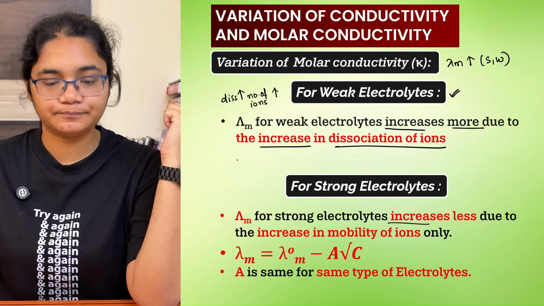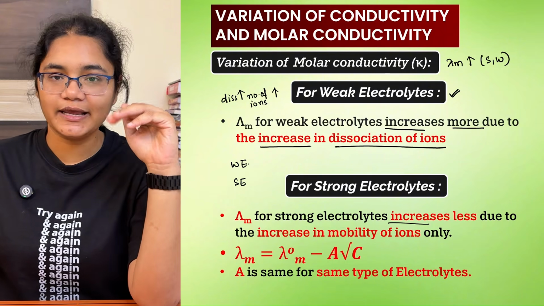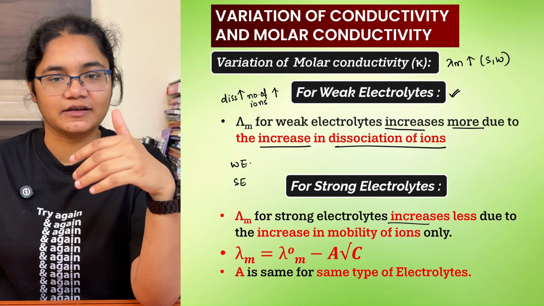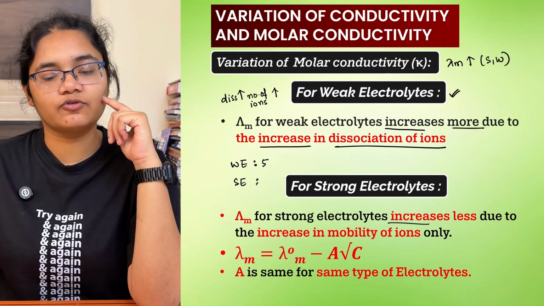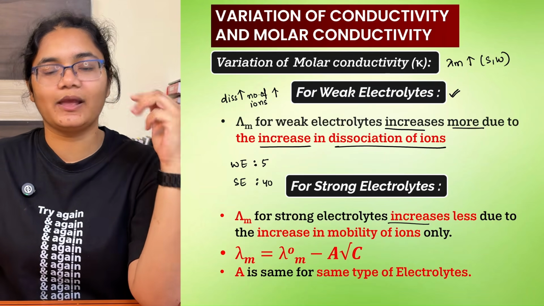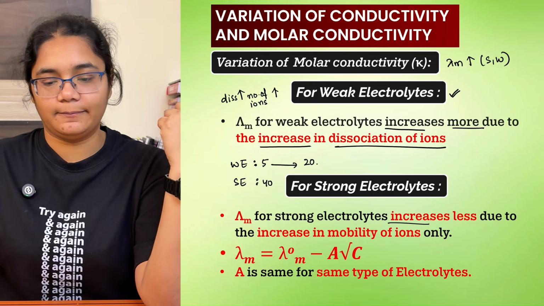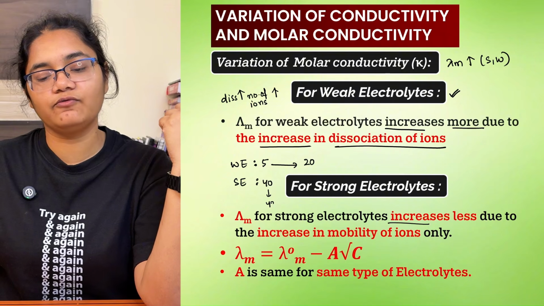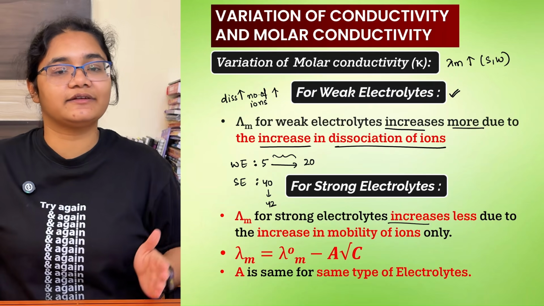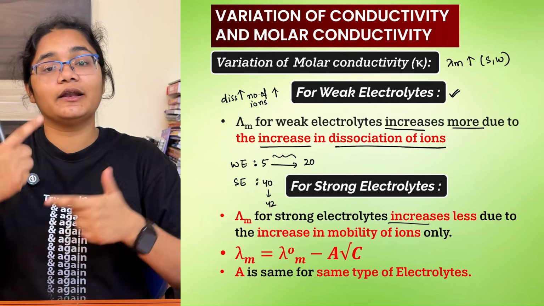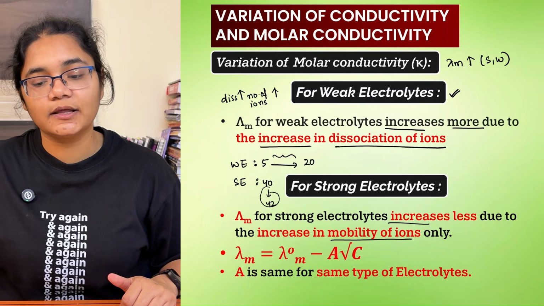For example, suppose a weak electrolyte is there and a strong electrolyte is there. A weak electrolyte generally has less conductivity compared to a strong electrolyte. So for example, weak electrolyte conductivity was 5 and strong electrolyte conductivity was, suppose, 40. I'm just giving an example. Now you dilute it. The weak will become from 5 to 20, but the strong will become from 40 to 42. You see the rate of increase. Here a tremendous increase has happened because dissociation increased and the number of ions also increased. But in strong electrolyte, the increase is only due to the increase in the mobility of ions.